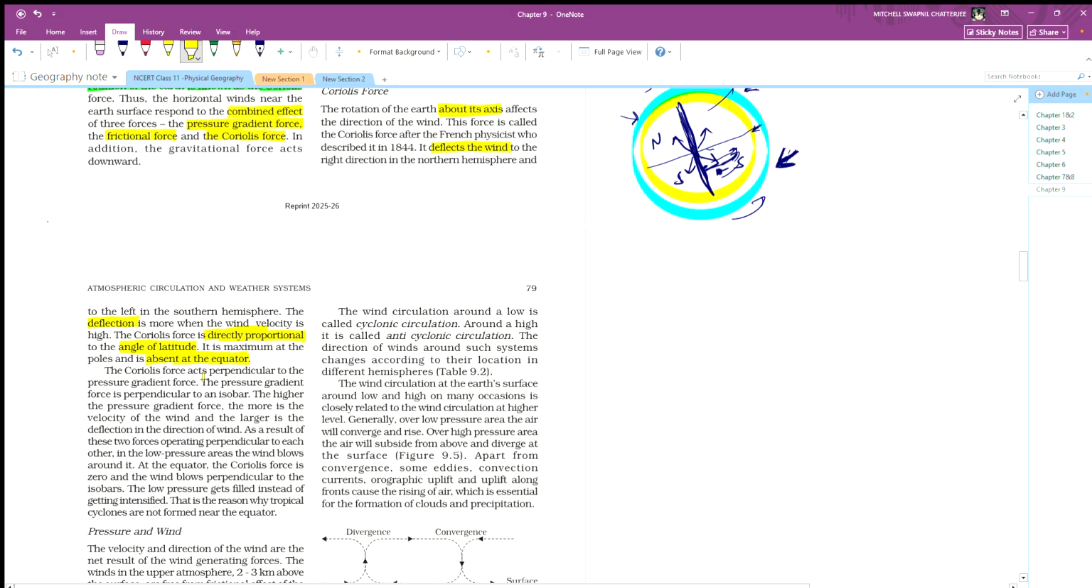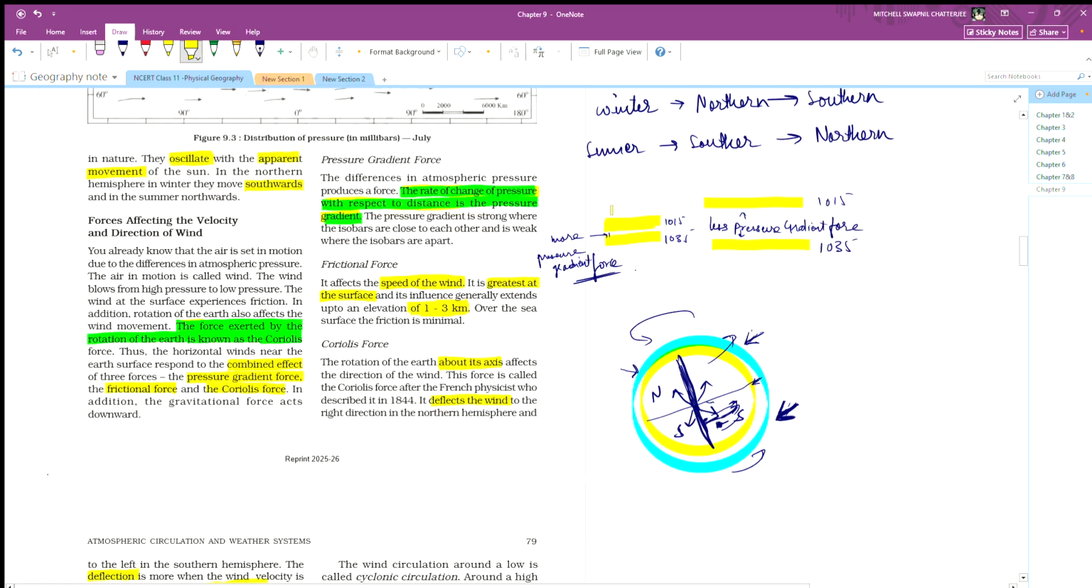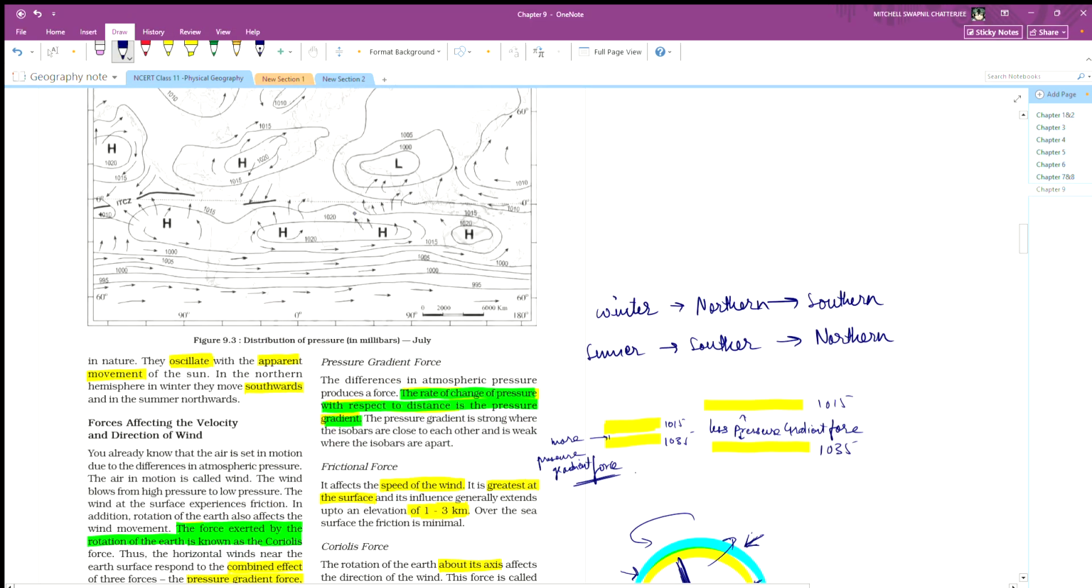Coriolis force. Coriolis force acts perpendicular to the pressure gradient force. And the pressure gradient force is perpendicular to isobars. Okay, so it is saying, let's see. Imagine this is now the pressure gradient between two layers, as we have read. So imagine this is the one. So our pressure gradient force will be acting in this way and in this way, perpendicular to these isobars.